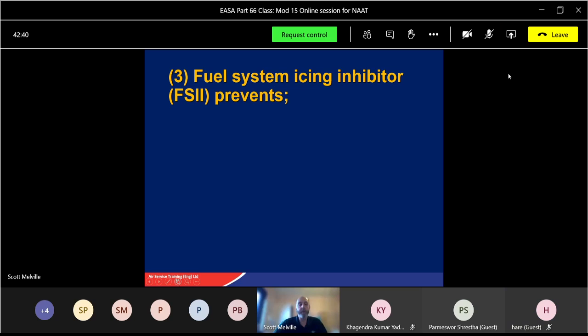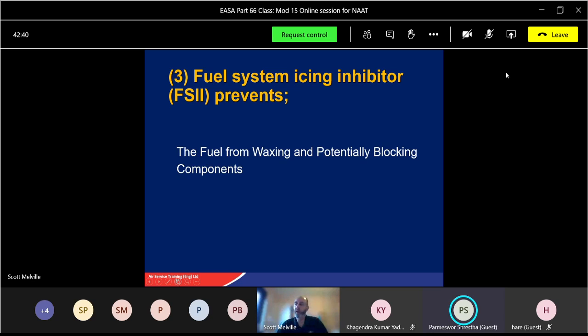It also prevents the fuel from crystallizing, because the fuel viscosity will get denser and denser. So the fuel from waxing and potentially blocking components. But yeah, the icing inhibitor prevents the water from freezing, but also helps. Diesel is a very waxy fuel. When it's at normal temperature, it's nice and thin, obviously fluid, but as it gets thicker, it gets very waxy, very condensed.